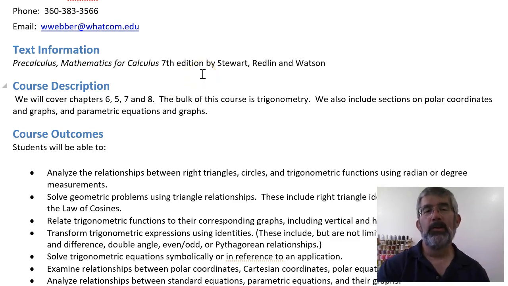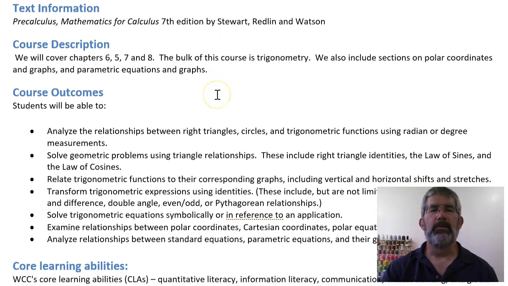Anyway, the text we're using for this class is Pre-Calculus, Mathematics for Calculus, 7th edition by Stewart, Redlin, and Watson. This is the same book that we use for Math 141 if you took it from us here at Whatcom. In this textbook, we will cover chapters 6, 5, 7, and 8, and I purposely put those out of order because we will do chapter 6 first, and then 5, and then 7, and then 8.